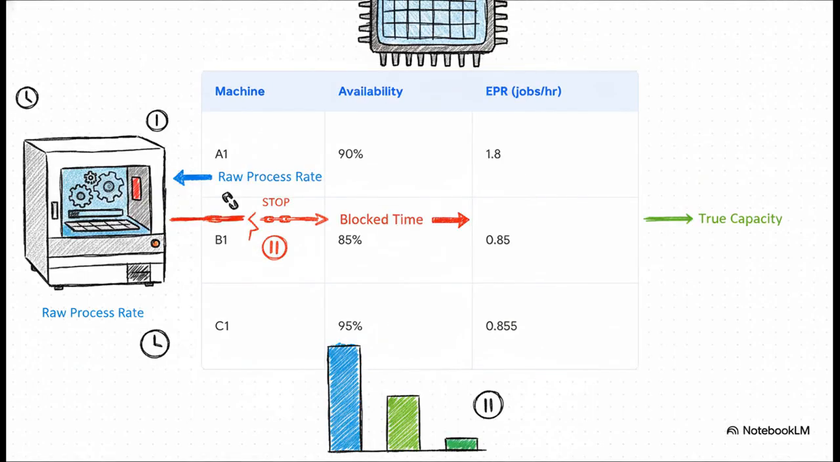But here's the thing. Raw process rate is a fantasy. It's a lab number. To find out what a machine can really do, its real capacity, you have to factor in all the real-world stuff. The downtime, the blockages, all of it. And when you do that math, you get something called the effective process rate, or EPR. And just look, a machine's true sustainable output is always way lower than what it says on the spec sheet.